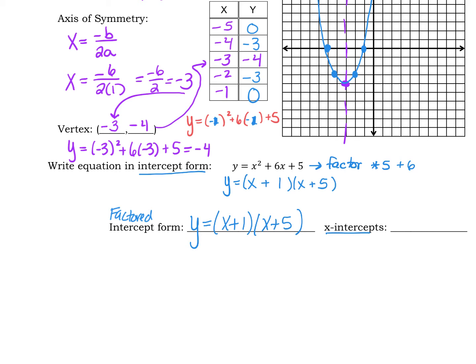So then from factored form, we know what our x-intercepts are. They're always the opposite. So it would be negative 1 and negative 5, which I can actually see on my graph here and here.